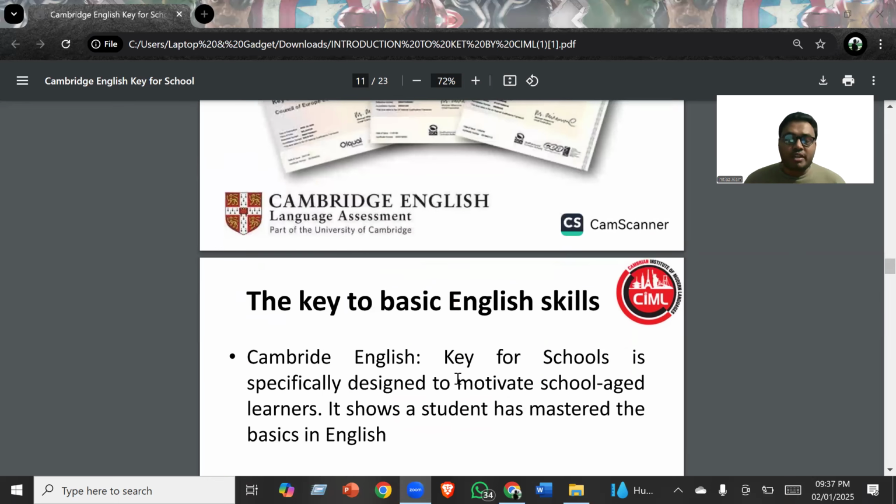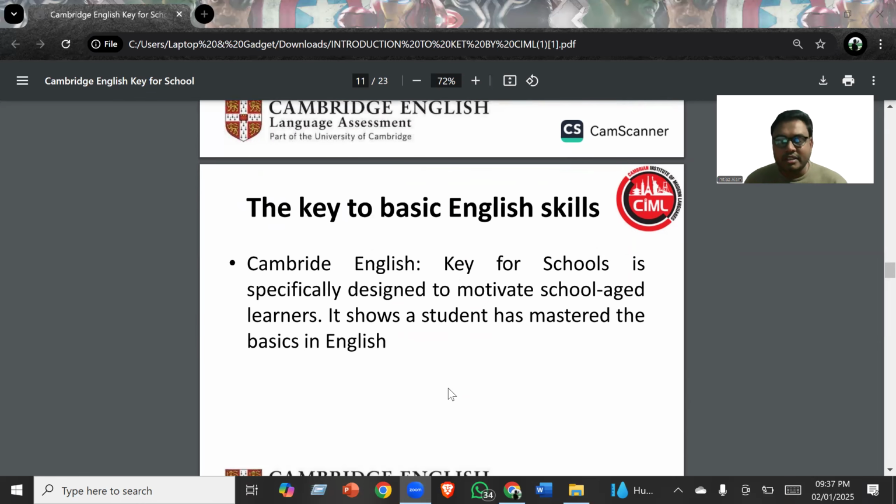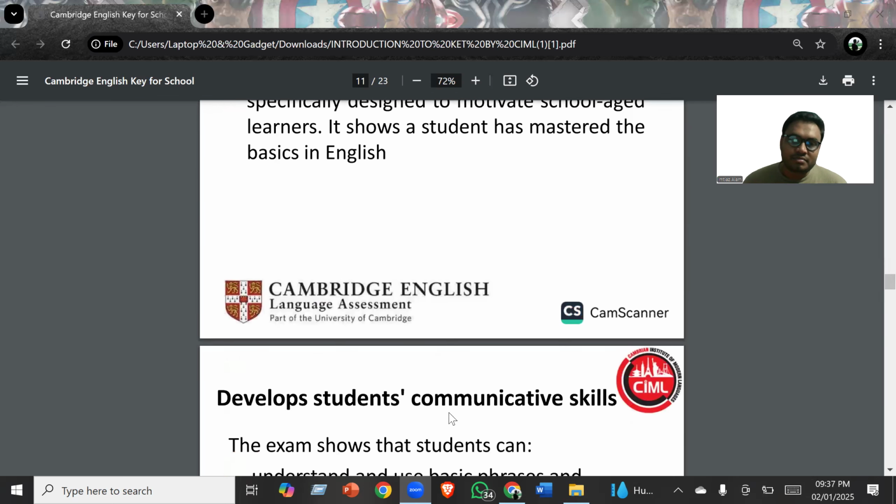Now, going to the next phase, and that is the key to basic English skills. I'm reading these lines: Cambridge English Key for Schools is specifically designed to motivate school-aged learners. It shows that the student has mastered the basics in English. When you receive these certificates, it basically shows that you have mastered the basic skills of English. So Key for Schools is really necessary for a student.